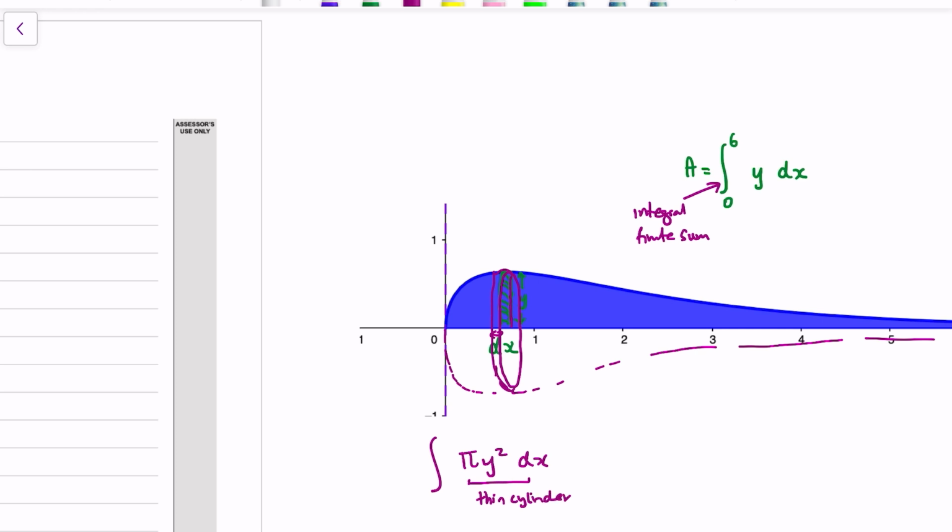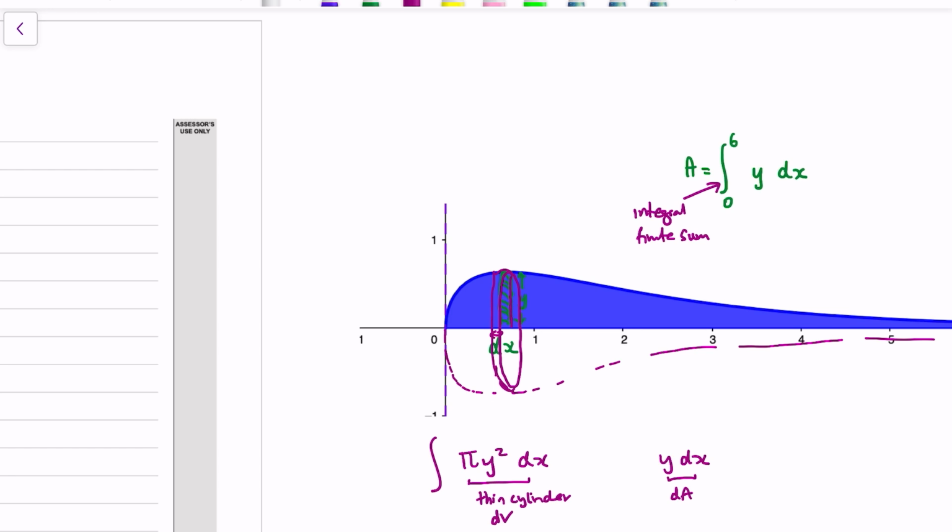So if we add up all the discs, we get volume because we're adding up an area times dx, which is a small volume. A thin cylinder you can think of as dV, whereas before we had y times dx, and that there is like dA, a small rectangle of area A. Okay, so that's how volumes work.